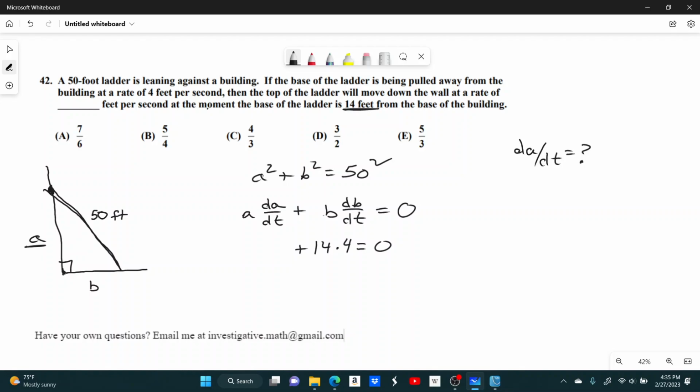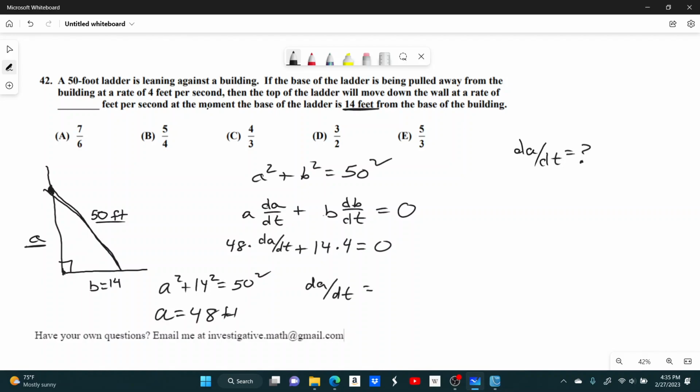Right, so I bet we can find this a somehow. Well, if b is 14, and our hypotenuse is 50, then we can just use the Pythagorean theorem to solve for a, right? a squared plus 14 squared equals 50 squared. And so a is going to be 48 feet. So we can plug that in here, 48 times dA/dt, and then solve for dA/dt.